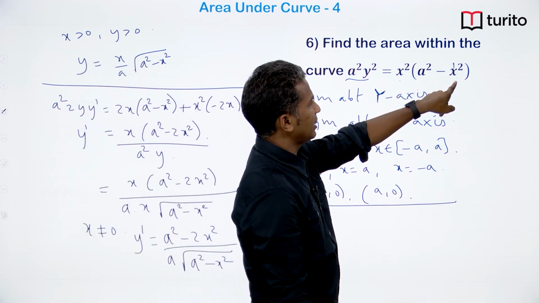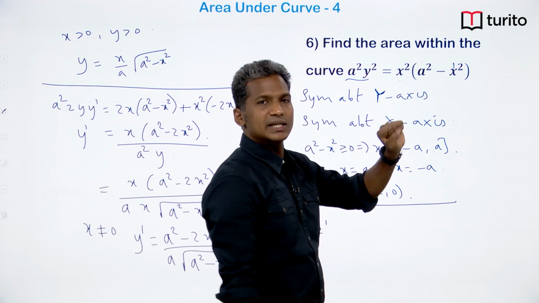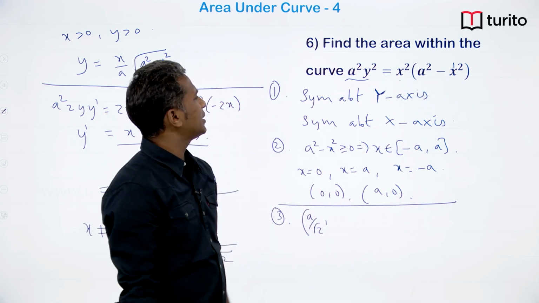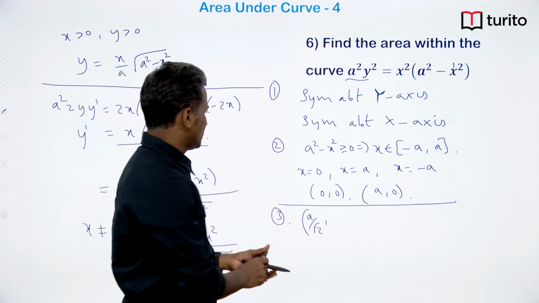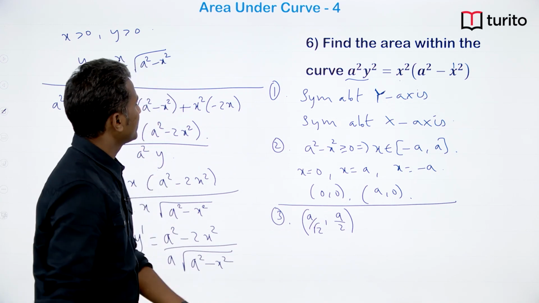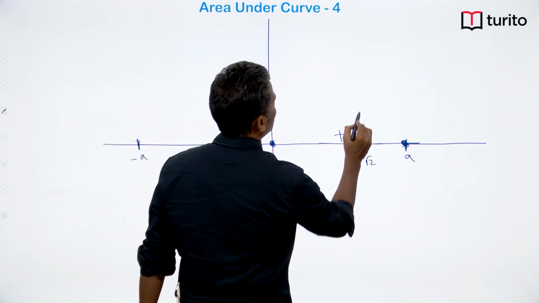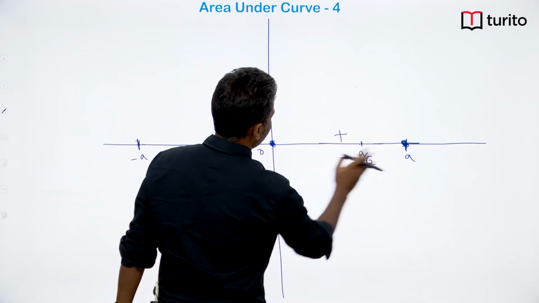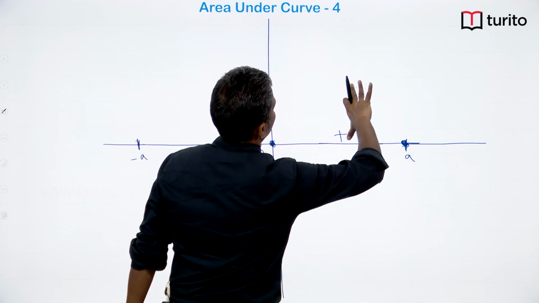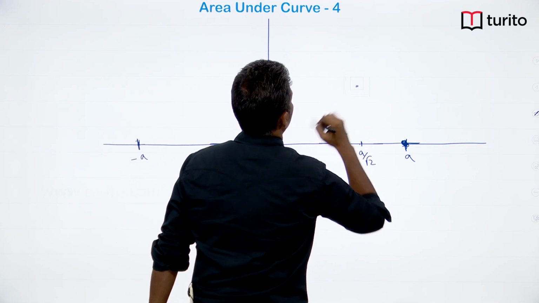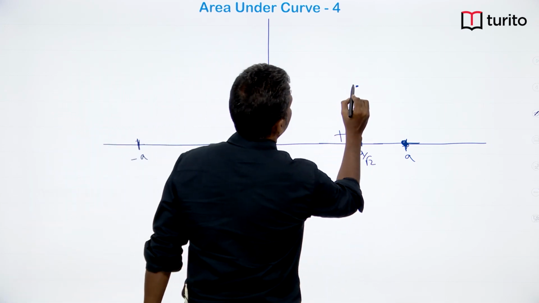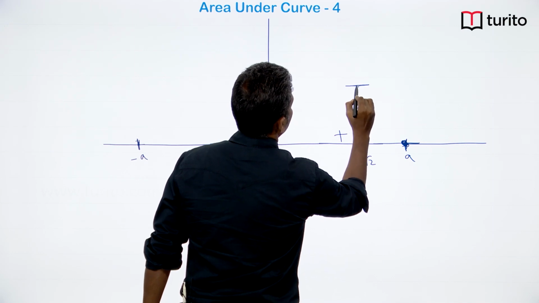It will give me a square by 2. A square minus a square by 2 is a square by 2. Here also I will get a square by 2. A square will get cancelled. So I am getting y as a by 2. So that means the point will be at a by 2. If this much length is a, so half of it will be somewhat like this. So this is my a by 2.